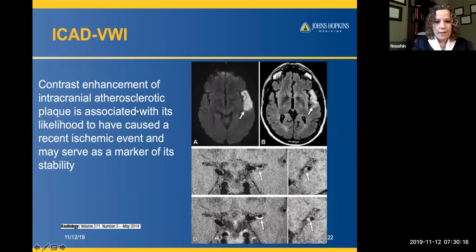Also, it's nice to know that we can image the vulnerability of the plaques with contrast enhancement of the ICAD. A patient may have multiple plaques, and then you want to see which plaque is causing the infarct. The ones that show a higher degree of enhancement are more likely to be the cause of the infarct. This is a patient with a left MCA infarct. This is a pre-contrast, and this is a post-contrast image showing enhancement in the vessel wall.